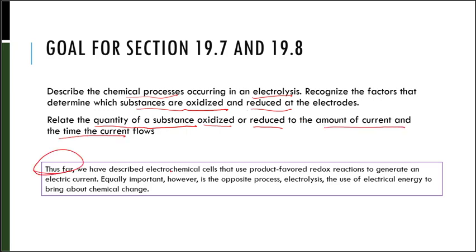So far, we've described electrochemical cells that use product-favored redox reactions to generate an electric current. Equally important, however, is the opposite process, electrolysis, the use of electrical energy to bring about chemical change.